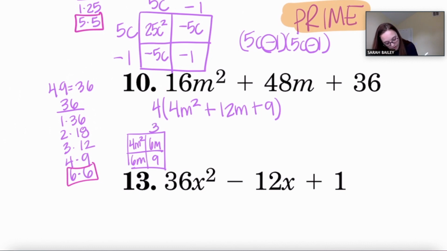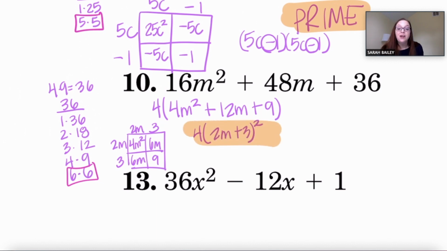So this is going to give me a 3, this is a 2m, this is a 2m, and that is a 3. So bring down that 4 you pulled out, times 2m plus 3, times 2m plus 3, so that's 4 times 2m plus 3 squared. So it was actually a perfect square trinomial. And we didn't even recognize it right off, or maybe you did, but you can still use that box method to help you.